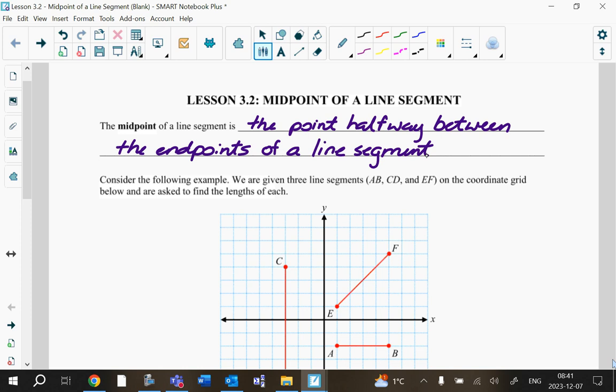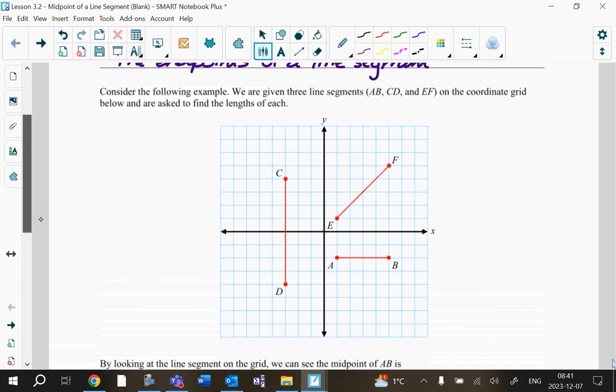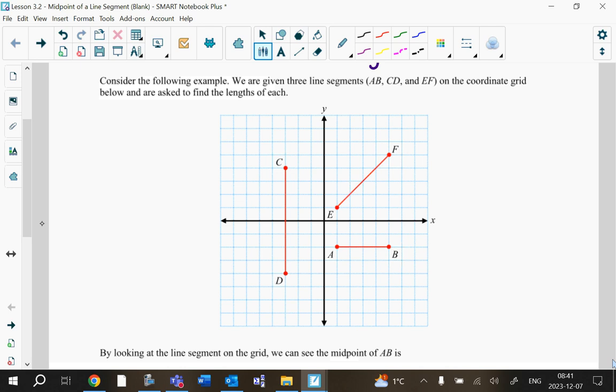So just like we did with distance, let's find the midpoint of line segments using a coordinate grid, and from that, get a formula, which is much more efficient to use. So there's AB down in the lower right. What would be the midpoint? Tell me the coordinate.